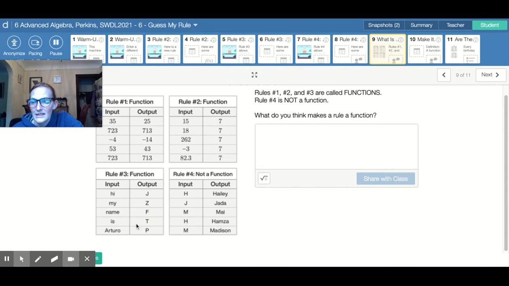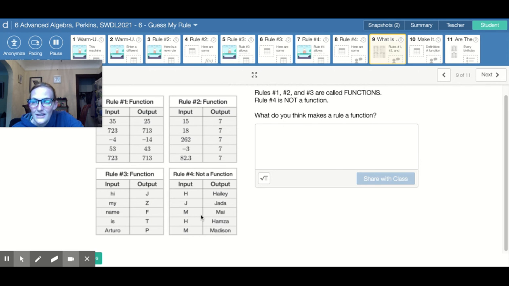If I plug in the word cat, it ends in T, the next letter is going to be a U. So I know that if I plug in cat, I can tell you what the next thing is. If I plug in 7 over here, I'm going to get out 7. If I plug in 0, I'm going to get out 7. 723 gives me 713. This is the subtracting by 10. So if I plug in 20, it's going to give me 10.